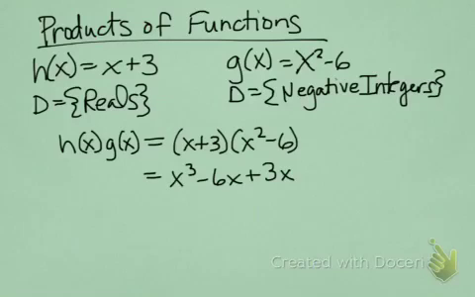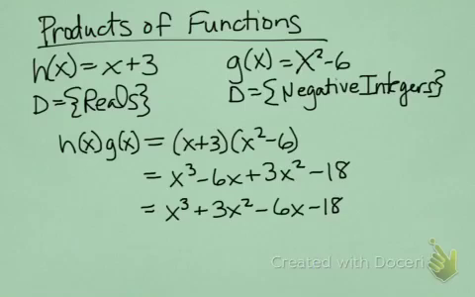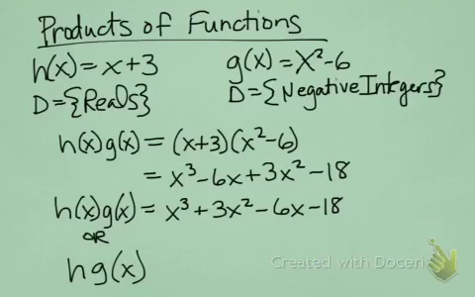So h of x times g of x is going to give us x cubed minus 6x plus 3x squared minus 18. We can rearrange that so the powers are in descending order. So we get x cubed plus 3x squared minus 6x minus 18. So that's h of x times g of x, and we can also write it as hg of x, which is the common notation.